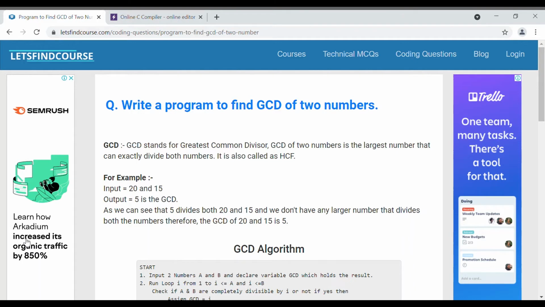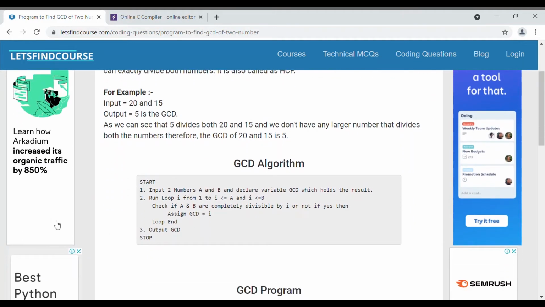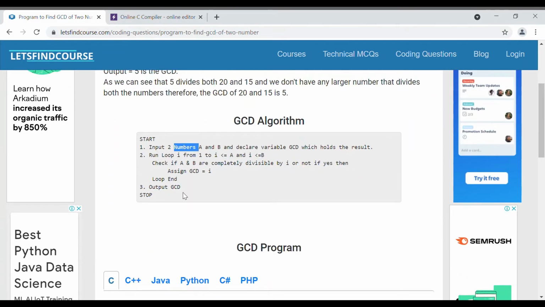So now let's see its algorithm. Suppose we are provided with two numbers, a and b, and we will initialize the GCD variable which holds the result. Then we will run a loop such that it starts from 1, because first we have to check divisibility with 1. And then we will iterate till i is less than or equal to a and i is less than or equal to b. This condition should be true, right?